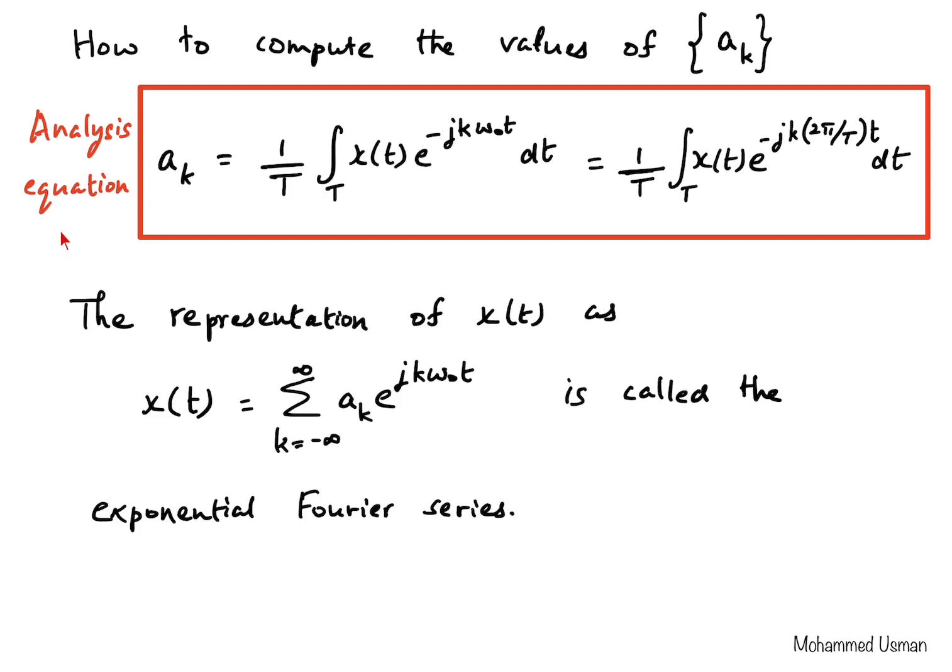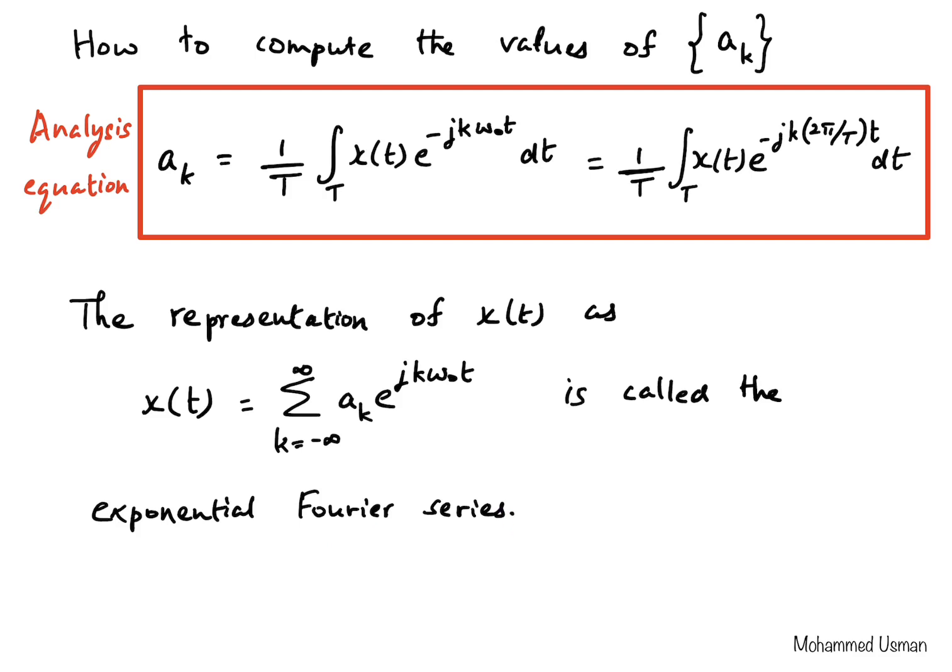So this is called the analysis equation, and what we have at the bottom here is the synthesis equation that we have seen in the last lecture as well. The synthesis equation is what is called the Fourier series of the signal x of t. And because we have this in terms of the complex exponential, we call it the exponential Fourier series.